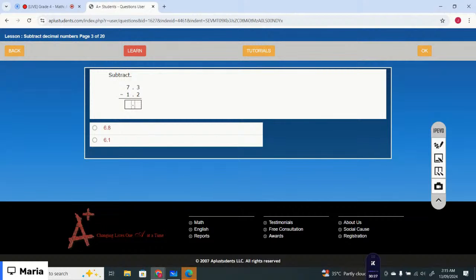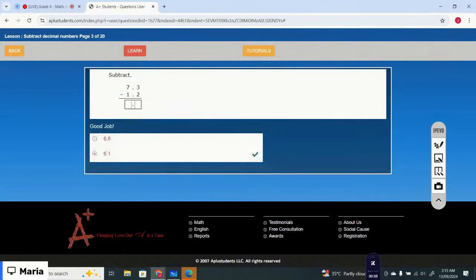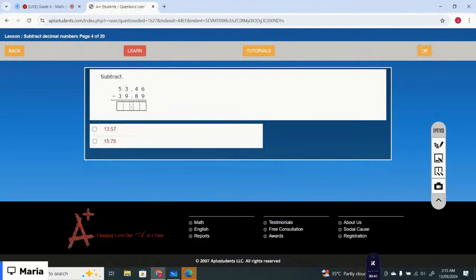Three minus 2 is 1 and 7 take away 1 is 6. Yes, that is option number 2. 6.1 is the correct option. Why is no one answering? They are very easy questions. You are simply subtracting. Okay, 53.46 take away 39.89. So which is the correct option?